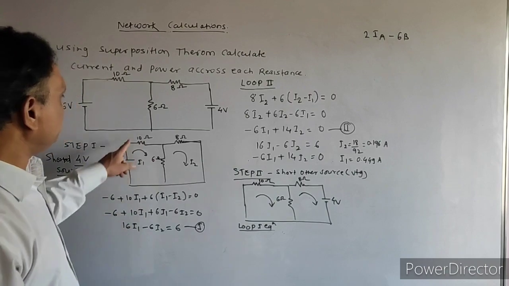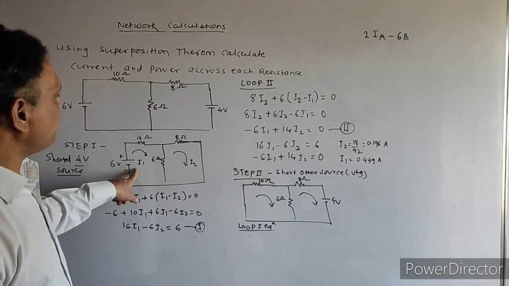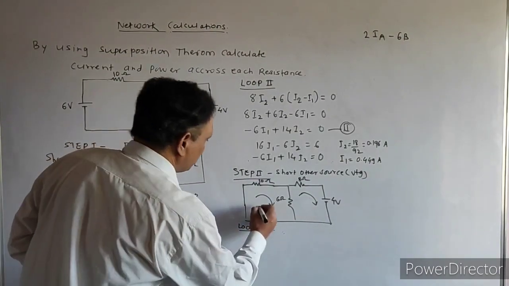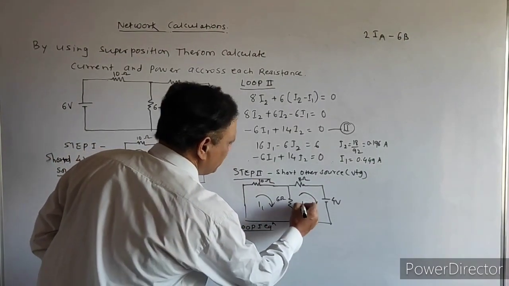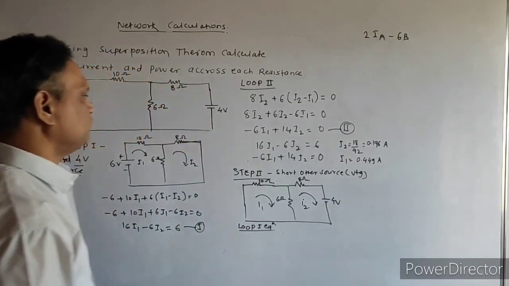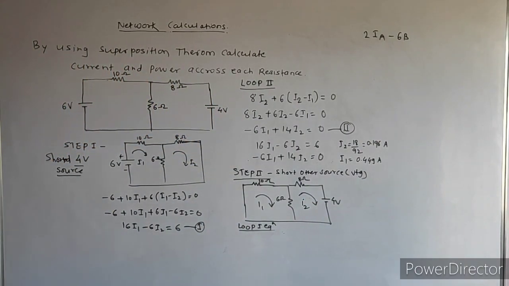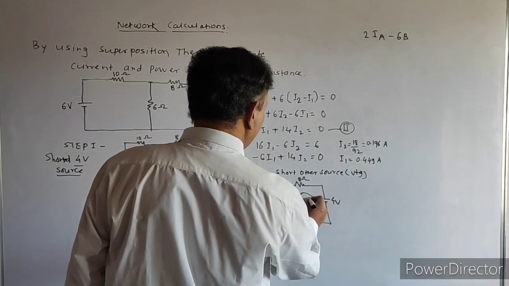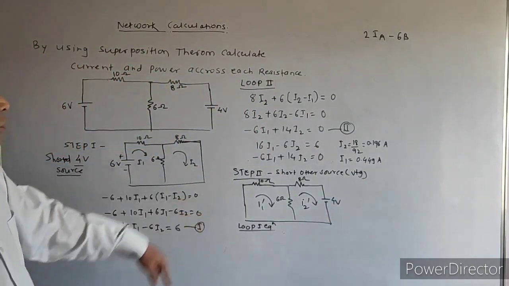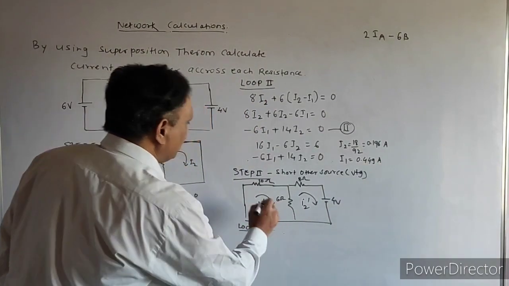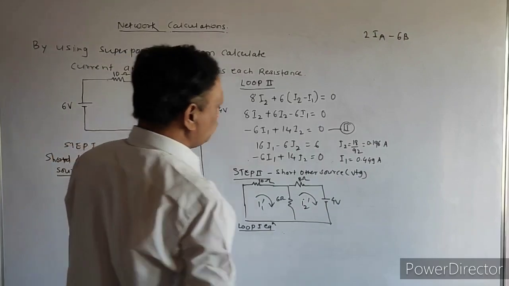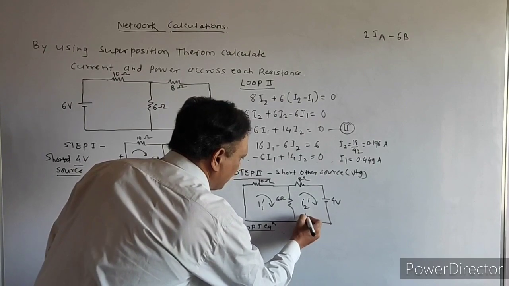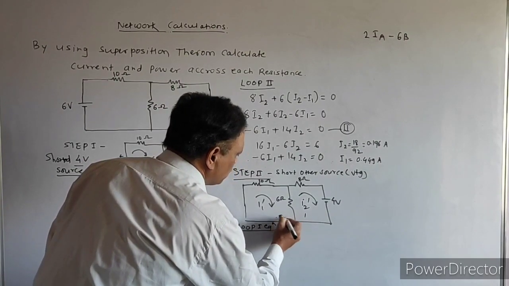Previously we mentioned that the current through 10 ohm is I1 and the current through 8 ohm is I2. Let us follow the same philosophy and write here I1 and here I2, so that here we write I1 dash and I2 dash. Now let us calculate the equation for this loop. We'll consider this as loop 1 and this as loop 2.